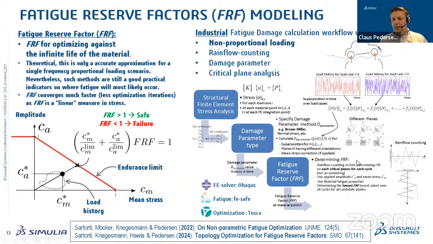That's what we did in the first paper. But in the second paper, we're looking at the fatigue reserve factor instead. If this factor is larger than 1, then we have infinite life, so the component will sustain the lifetime. And if it's less than 1, then we have failure, so we're outside the endurance limit. So here we have the mean stress and the amplitude, like a Haigh diagram.